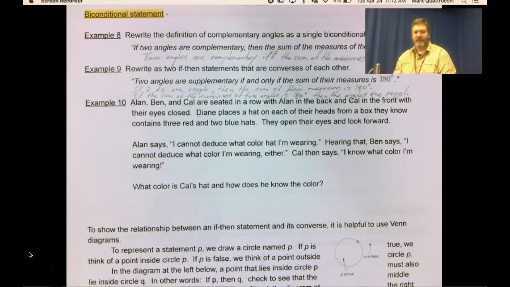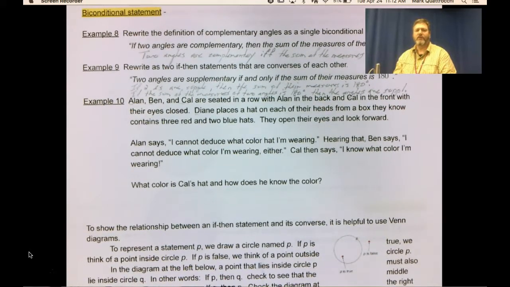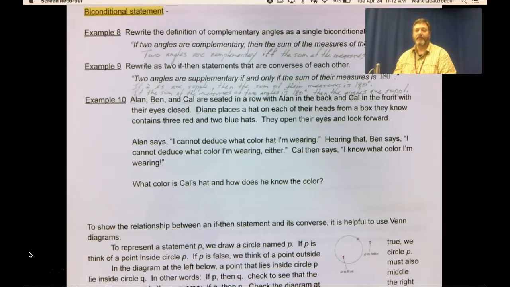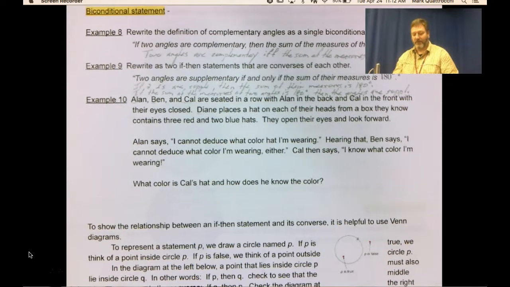Alan says, I cannot deduce what color hat I'm wearing. Now remember, Alan can't see anybody sitting in front of him. Hearing that, Ben says, I cannot deduce what color hat I'm wearing either. Ben can only see Alan's hat. Cal then says, I know what color I'm wearing. What color is Cal's hat, and how does he know the color?